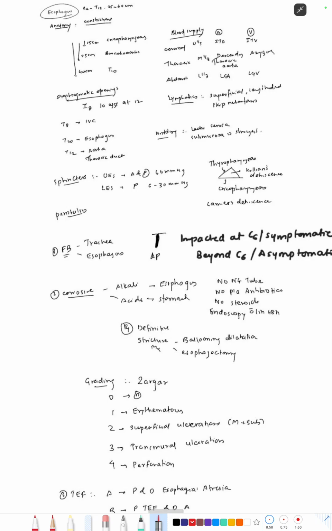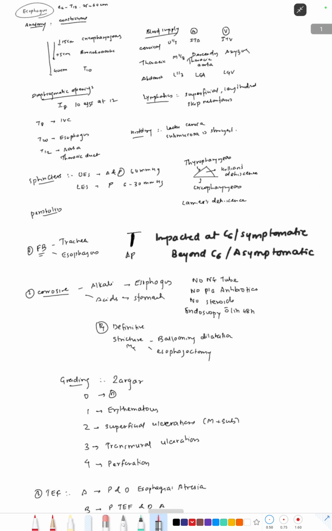Very important is, if a foreign body is impacted at C6 level, and if the patient is symptomatic in nature, in that particular case we have to go for rigid endoscopic removal of that foreign body. If that particular foreign body goes beyond C6, that is, it crosses the cricopharyngeal junction, and if the patient is asymptomatic, then in that particular case you have to just monitor the patient, and conservative management is done. Now if it's a metallic foreign body or a vegetative foreign body, in that particular case you have to go for an emergency rigid endoscopic removal.